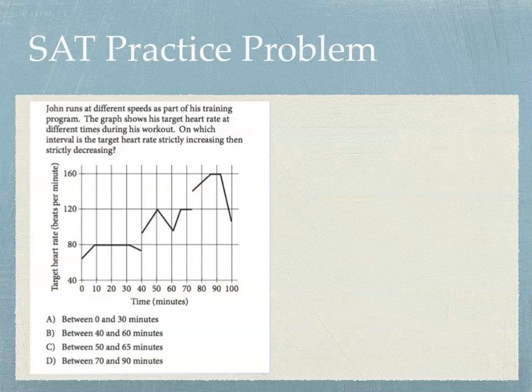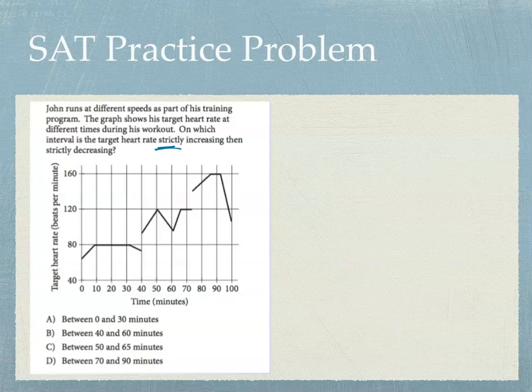Let's look at some practice problems. Okay, John runs at different speeds as part of his training program. All right, his heart rate is graphed below here, and we want to know on which interval is the target heart rate strictly increasing. That means only going up. So strictly means not going up and down or up and leveling off. Strictly increasing and then strictly decreasing.